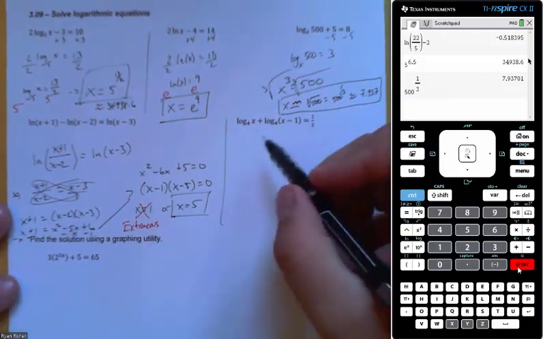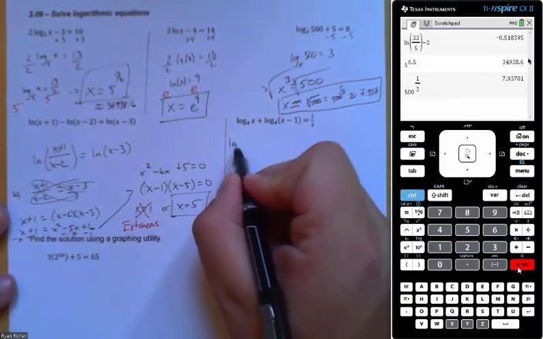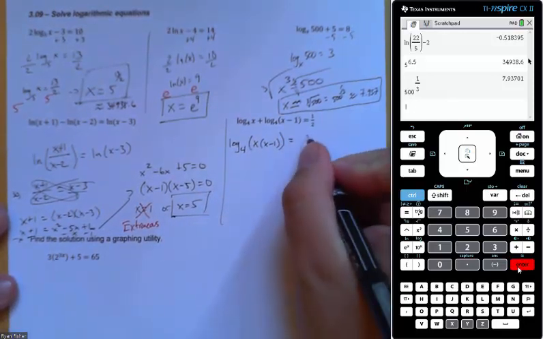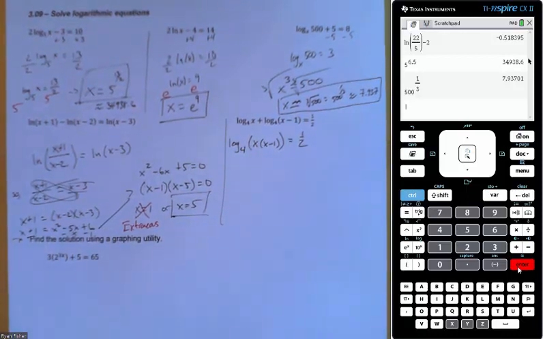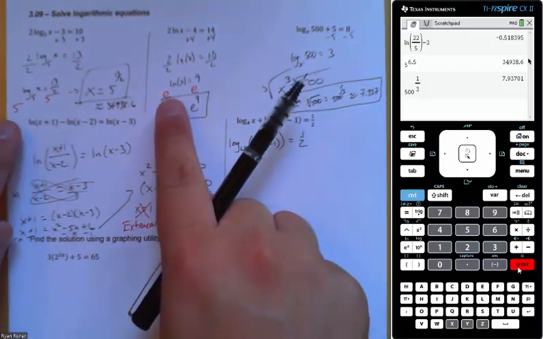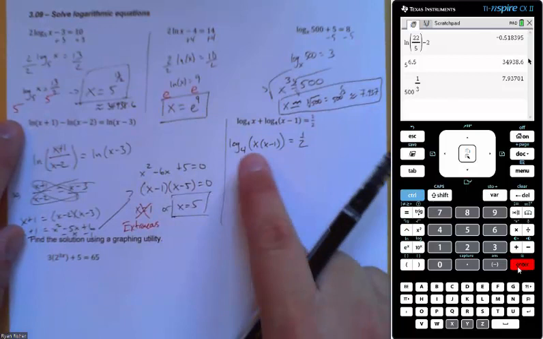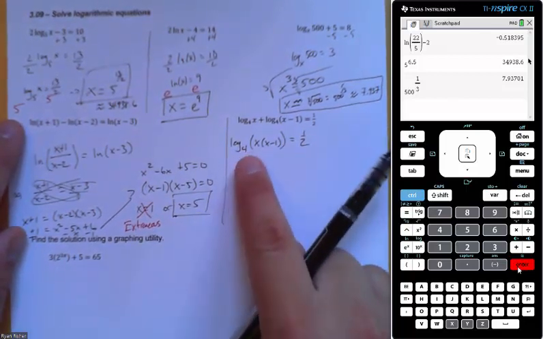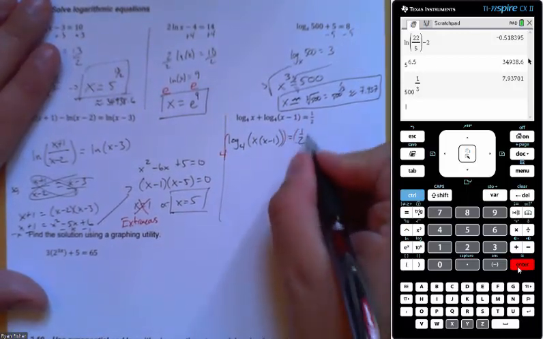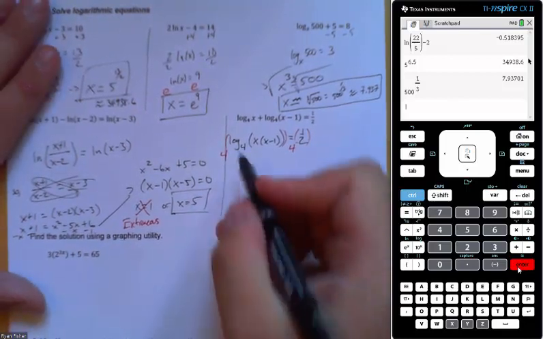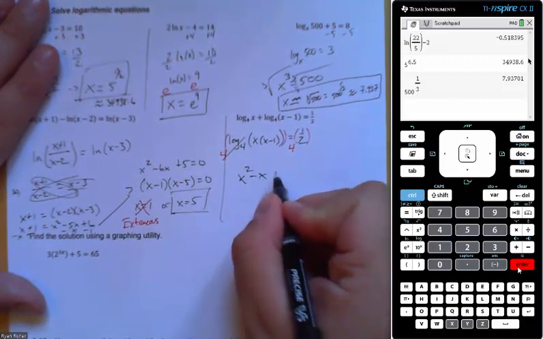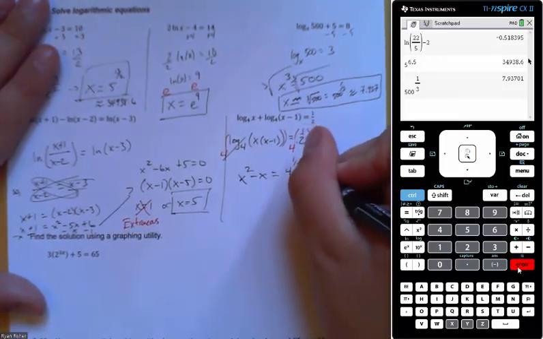Let's try again. I have two logs of the same base, so I can get log base 4 of x times x minus 1. That is equal to 1/2. I don't have two logs here, but maybe I could use my trick of raising to the power of, making these the exponent of whatever that base is. So I'll make this a power of 4 and make that a power of 4. Those will undo, and I'm left with x times x minus 1, or x squared minus x, equal to 4 to the 1/2 power, which is equal to 2.